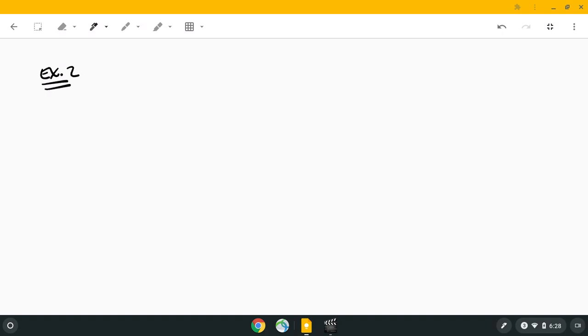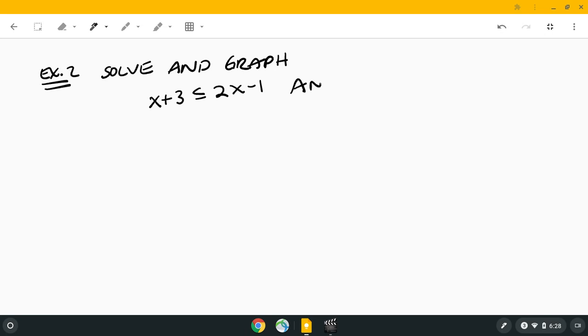Example number 2, solving and graphing. X plus 3 less than or equal to x minus 1, and 3x minus 2 less than 5x minus 4. Okay, so let's go ahead and solve each one. Over here, again, it's and, so we're going to be graphing it and looking for where they overlap. I have x's on both sides, so I'm going to subtract x on both sides, and I'll end up with this.